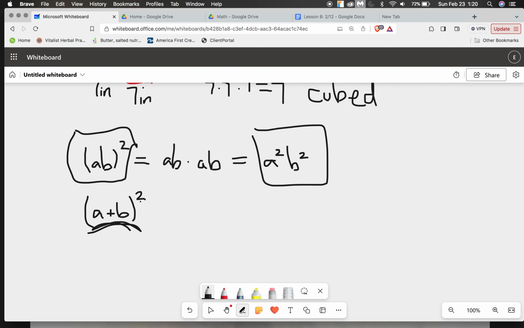A plus B all squared. Well, what's that look like? It's going to look like A plus B times A plus B, and two parentheses next to each other just indicates that they're multiplied together, so we don't need a multiplication symbol between them. And what does that look like?